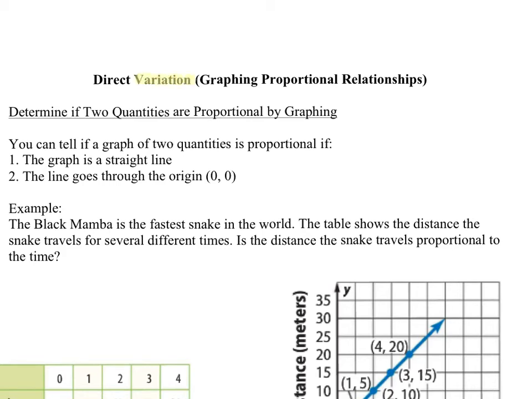Today we're going to talk about direct variation, which is also called graphing a proportional relationship. Let's see if we can determine if two quantities in a graph are proportional by graphing. You can tell if they're proportional if the graph makes a straight line, that's the first thing, and if the line goes through the origin (0, 0), that's the final decision maker, then it is definitely a proportional relationship.